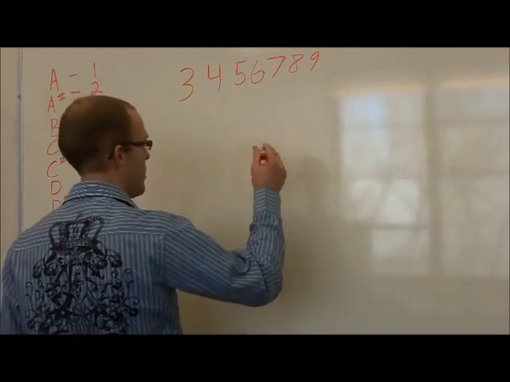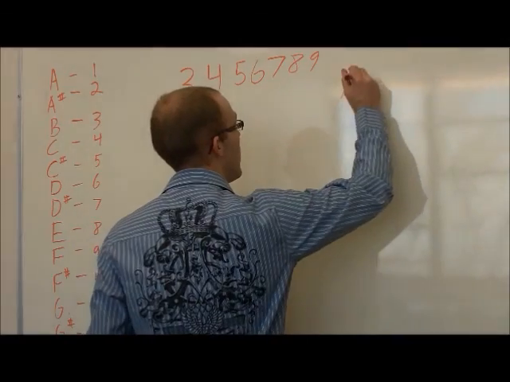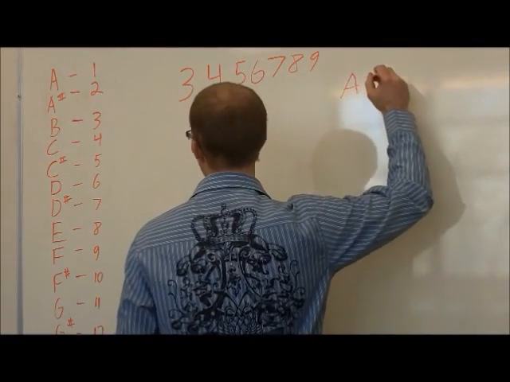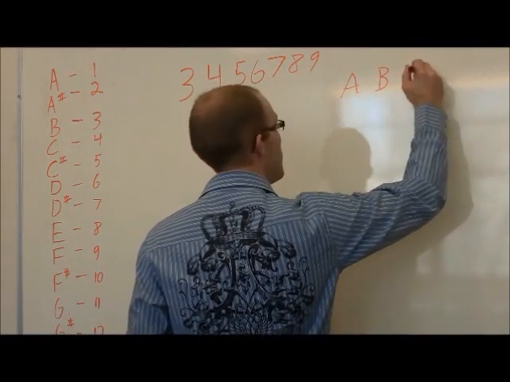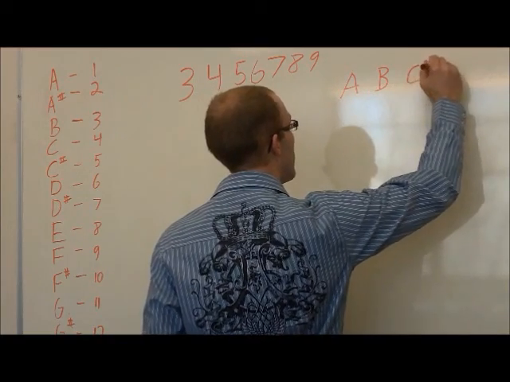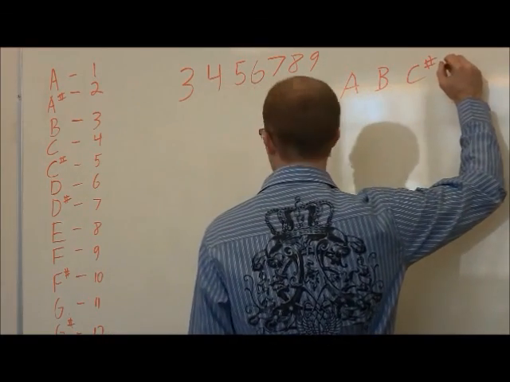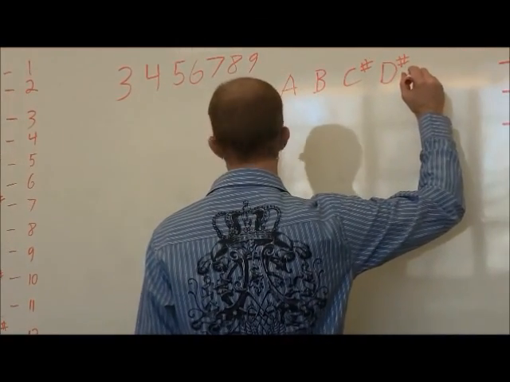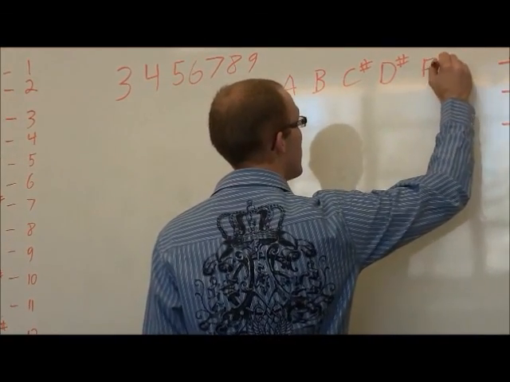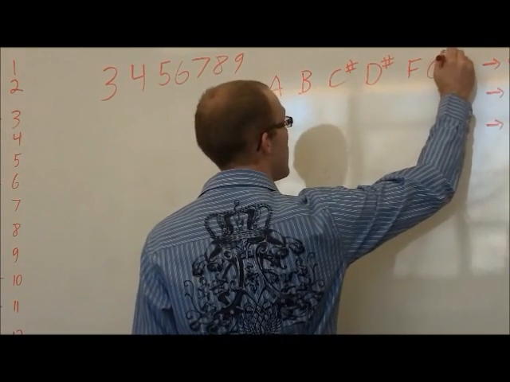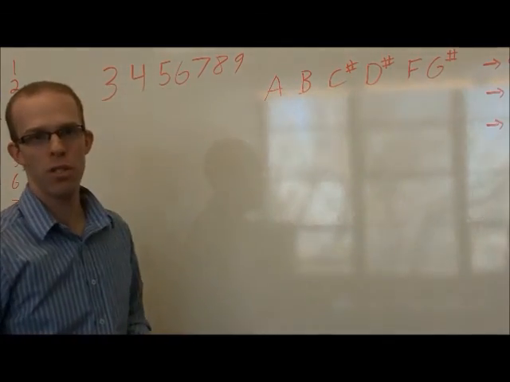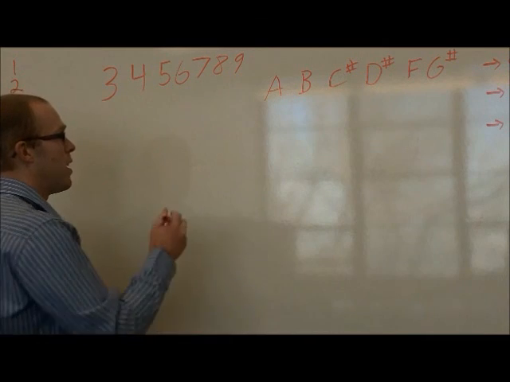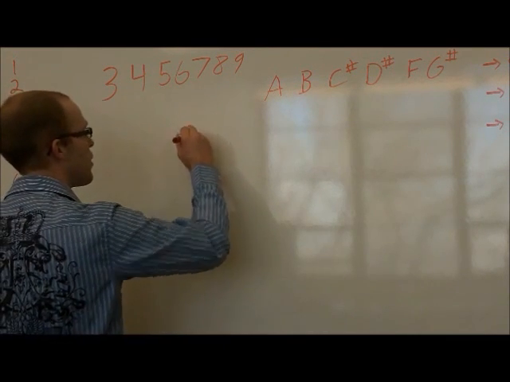So let's start with A, because that's what we've been doing. A, B, C sharp, D sharp, F, and G sharp. So we'll take those as the tones of our scale and draw a little picture.